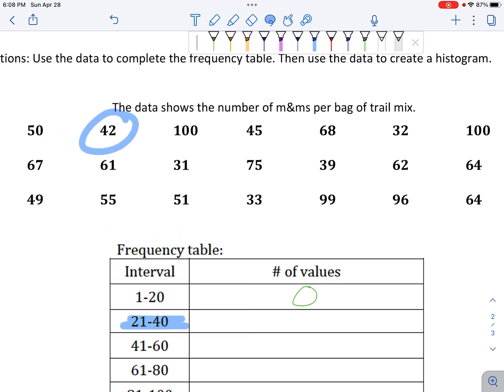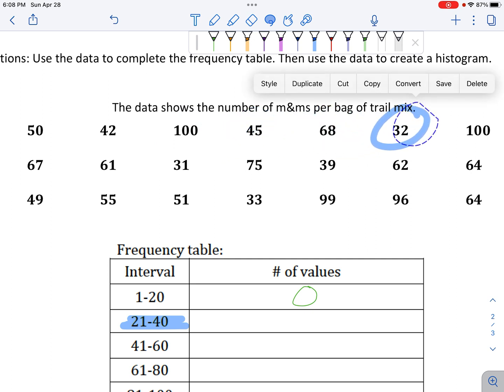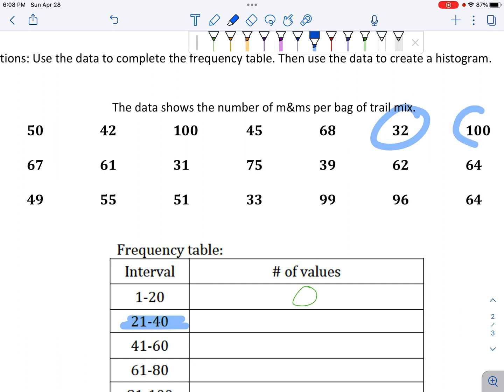Not 50, not 42, not 100, not 45, 68, 32. Oh, 32 works. That's in between 21 and 40. Right? 100, no. All right, keep on going. 67, no. 61, 31 is. Yes, cool. All right, keep on going. Not 75, 39. It's just under the upper limit of 40. All right, let's keep going.